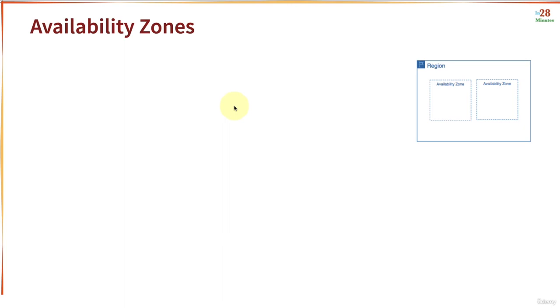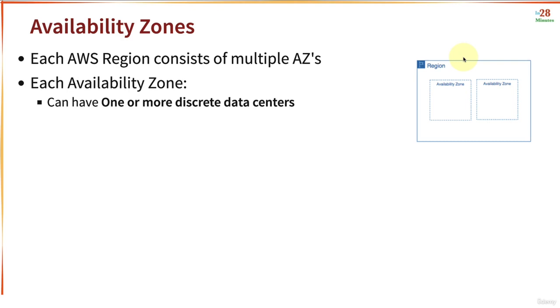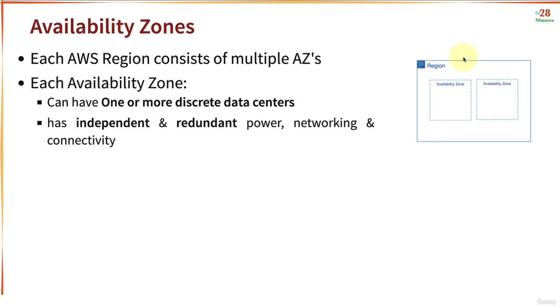Now the question is, what is the need for availability zones? How do you achieve high availability in the same region? That's where availability zones are really, really useful. AWS provides multiple availability zones in each of the regions. Each availability zone is nothing but a set of one or more discrete data centers. Each of the availability zones has independent and redundant power, networking, and connectivity.